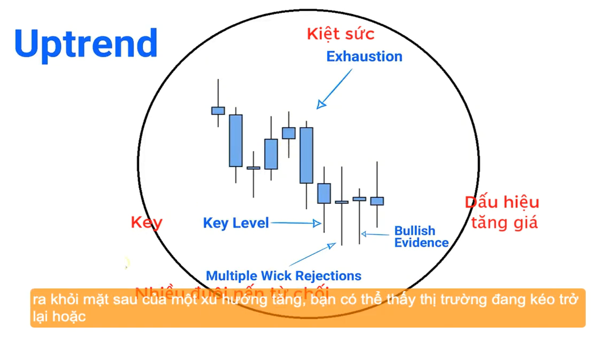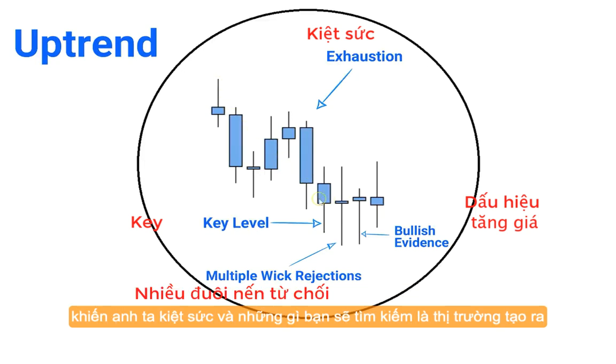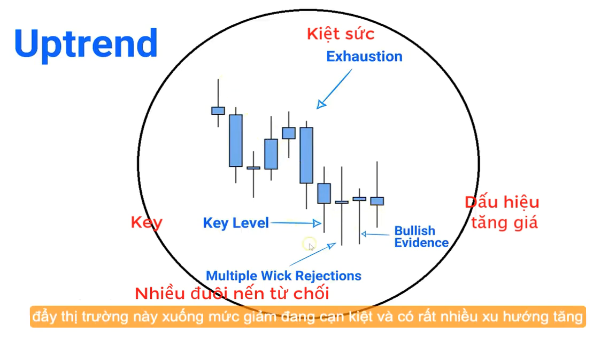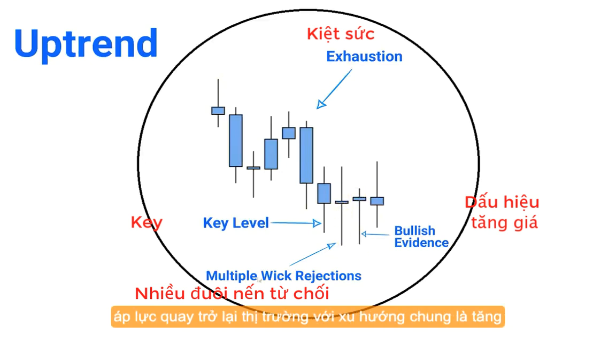So this is coming off the back of an uptrend. You can see the market is pulling back or exhausting. And what you're going to be looking for is for the market to create a cluster of wick rejections. This is clearly indicating that the bears pushing this market to the downside are depleting, and there is a lot of bullish pressure stepping back into the market with the overall trend to the upside.